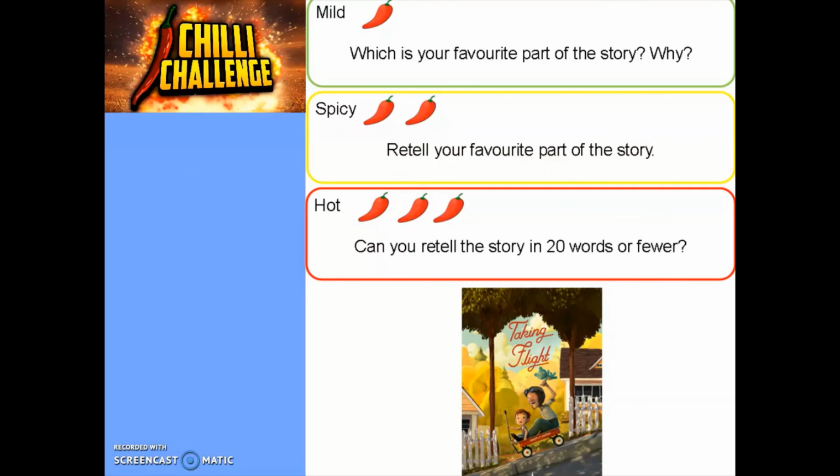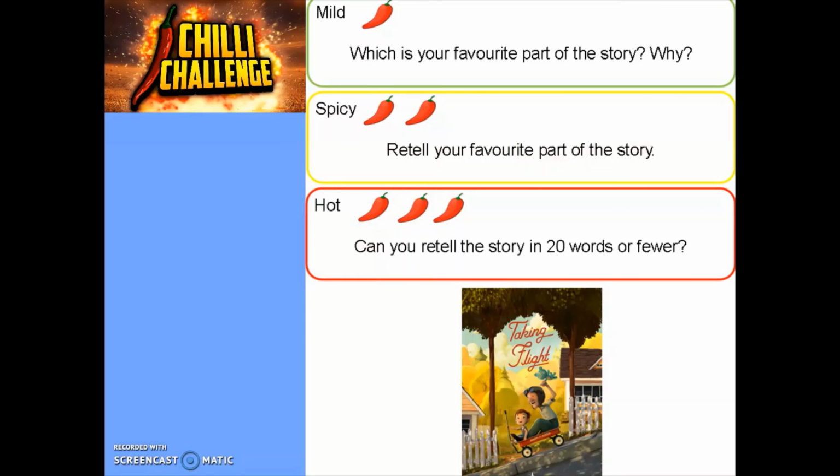When you have finished your questions, there are some CHILLI challenges to extend your comprehension skills. The mild challenge asks, which is your favourite part of the story and why? Could you tell a family member or write your favourite part of the story down in your literacy book? The spicy challenge is to retell your favourite part of the story. Using your own words, could you retell the part that you enjoyed the most from Taking Flight?